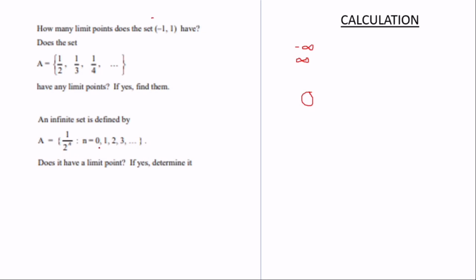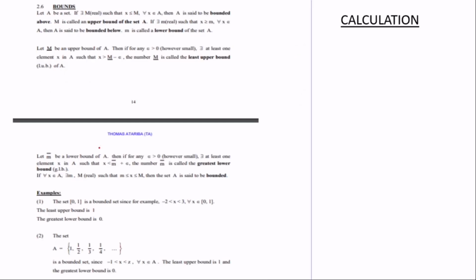So let's put a huge number, it is approaching a certain number. What number is it approaching? It's approaching 0. Meaning the limit point is what? 0. Yes, let's move on.